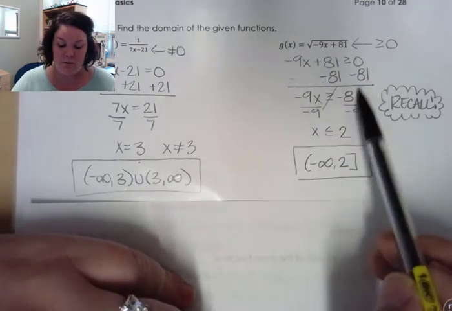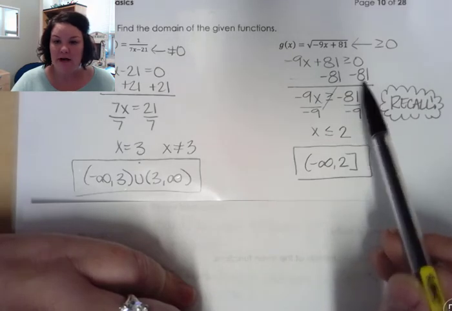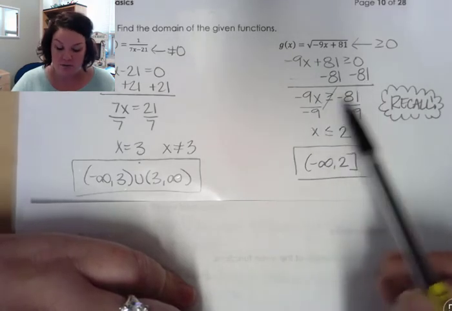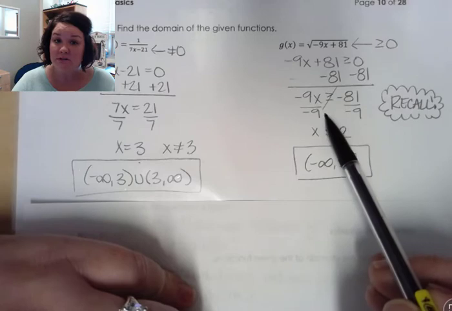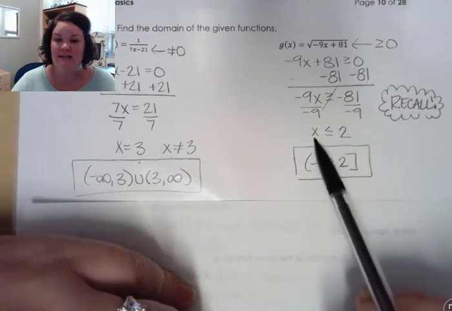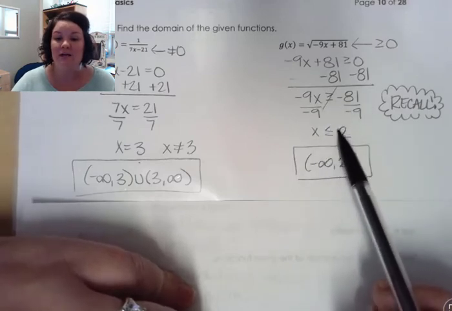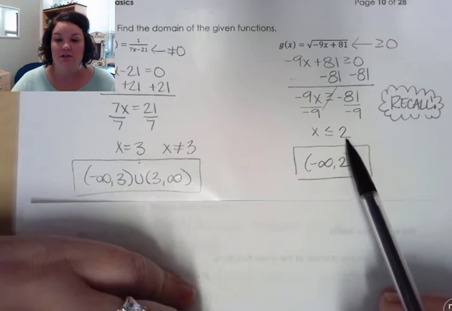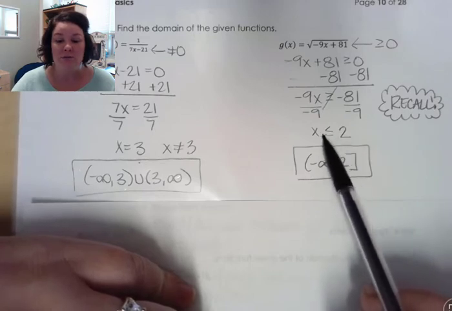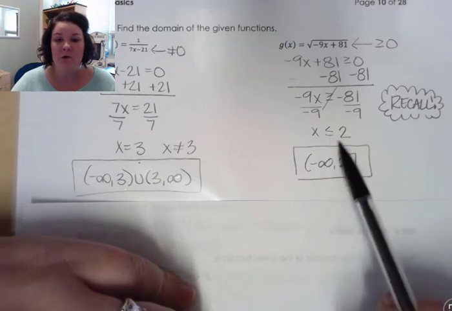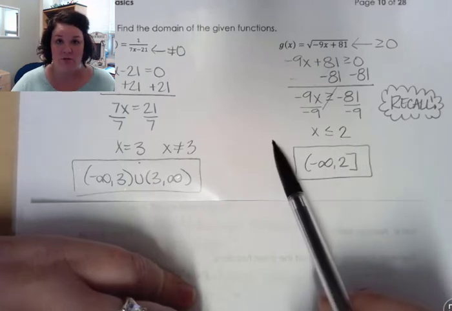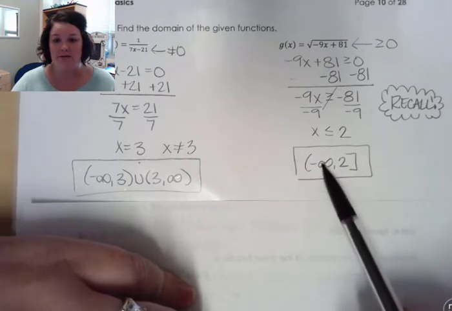I move my 81 over by subtracting. I divide off my negative 9, which reverses the symbol. Don't forget to flip the symbol. So I get x is now less than or equal to 2. So it could be 2, it's included with the equal to bar, so we can use a bracket, or anything less than 2. So it's going to go down to negative infinity.